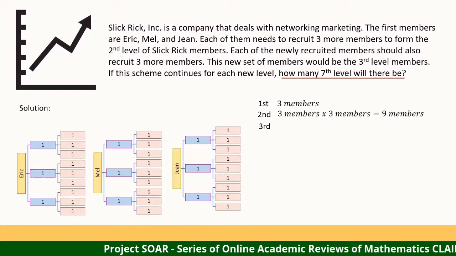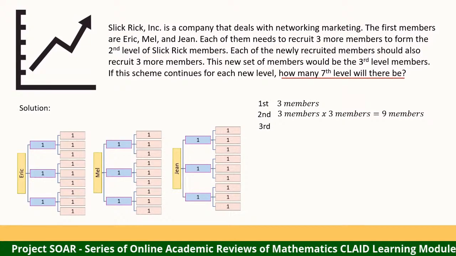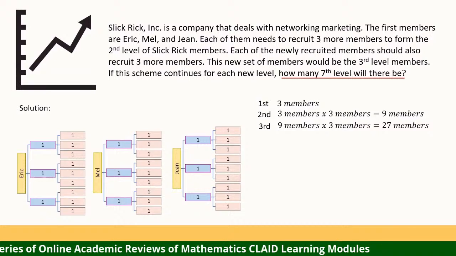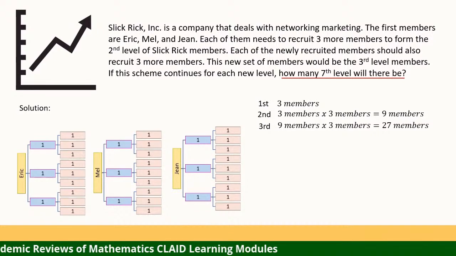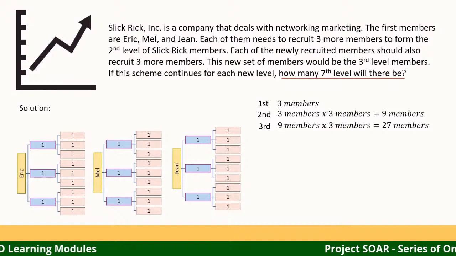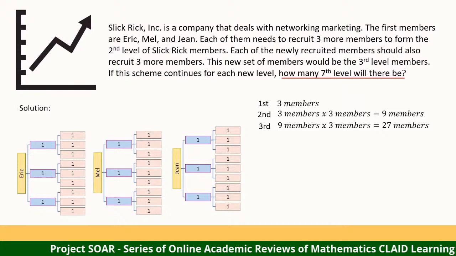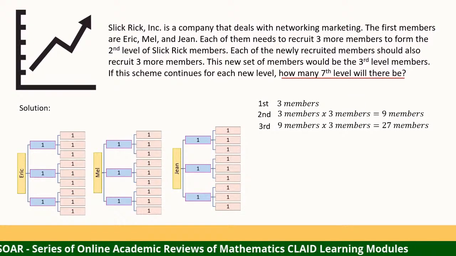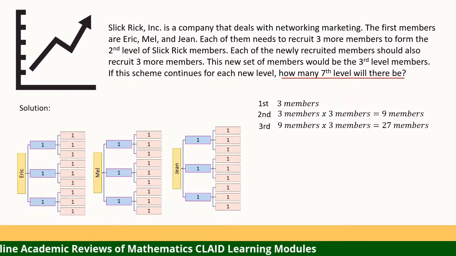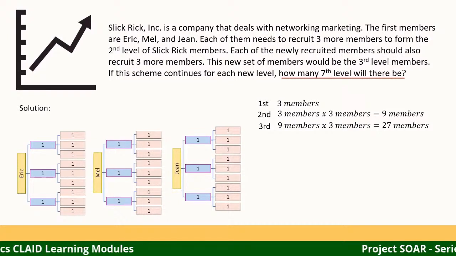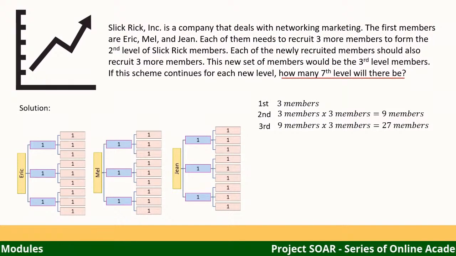And then sa third level, diba we have 9 members na. Na-times ulit siya sa 3 equals to 27 members. Okay. So from Eric, hanggang doon sa nirecruit nila sa third level, ay meron ng 27 members. Now the question is, ilan ang magiging members sa 7th level?